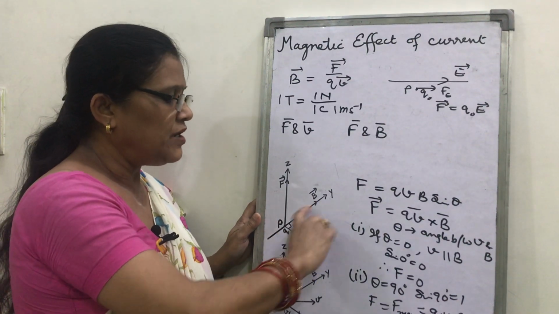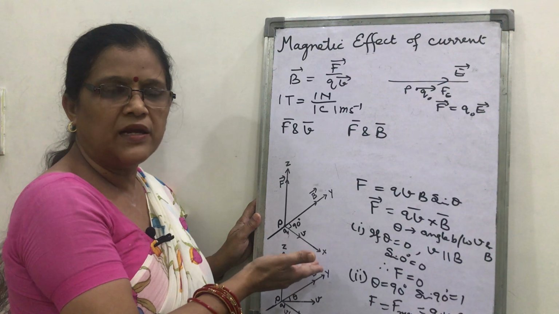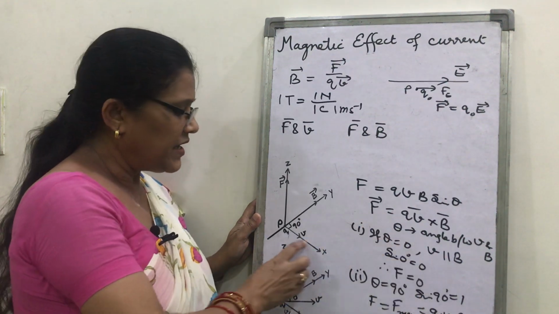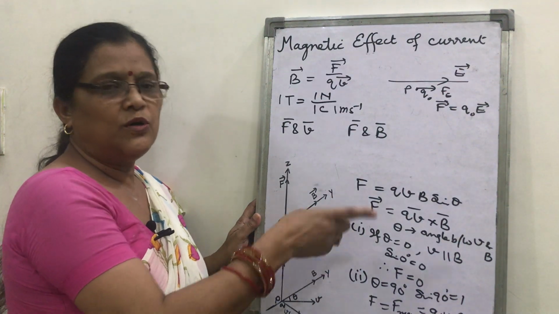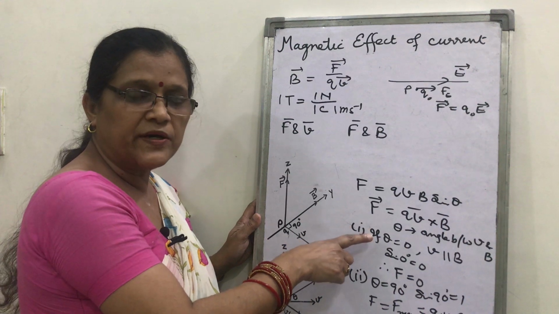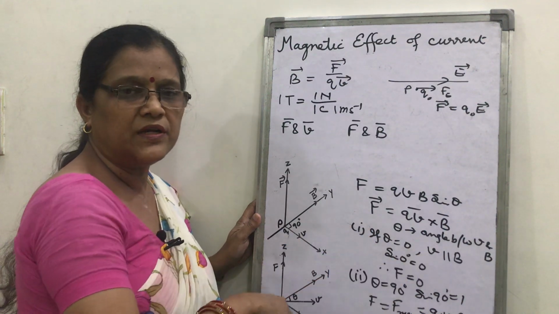Parallel to B means V and B are at zero angle. So at theta equal to 0, where theta is the angle between V and B, the Lorentz force is zero. No force acts when the charged particle moves parallel to the magnetic field.